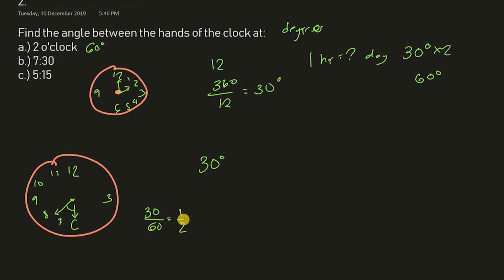Which is equal to 1/2. Now, kukunin natin ngayon yung 1/2 ng isang oras, that's 30. Times 30, which is equal to 15. So, basically, we need to add 15 to 30. So, our final answer, guys, is 45 degrees. Alright?